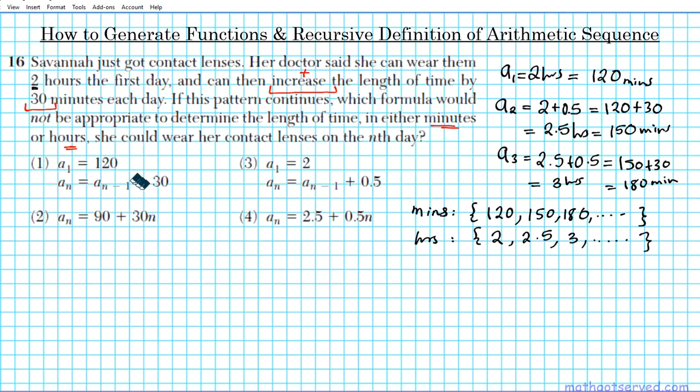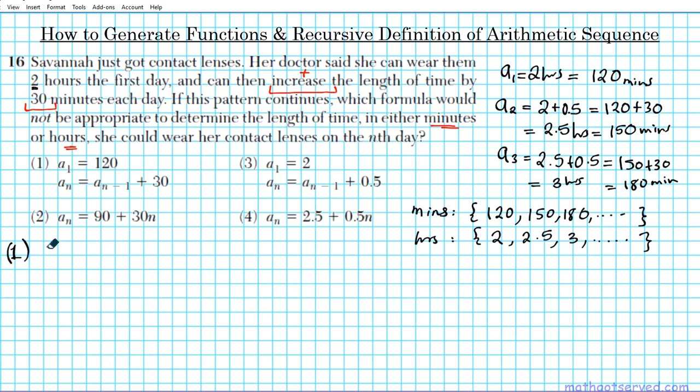Now we have 4 combinations of recursive definitions and functions to generate these terms. And out of these options that we have right here, one of them will not work. All right, so let's see which one works and which one doesn't. Let's start with option 1.